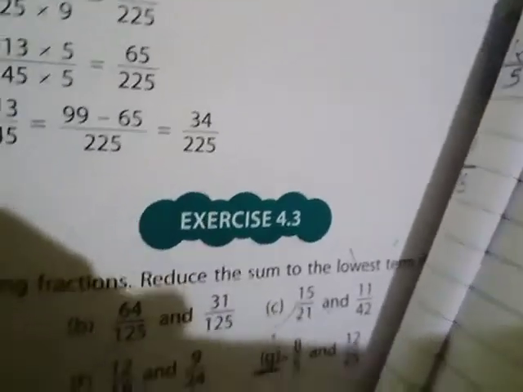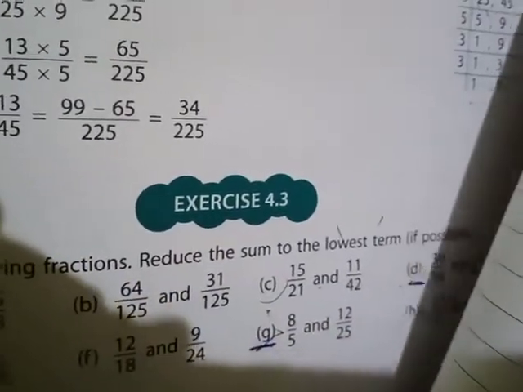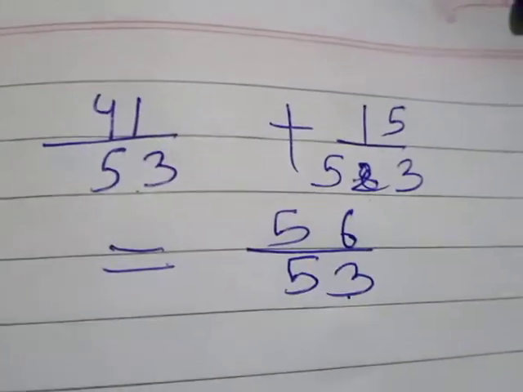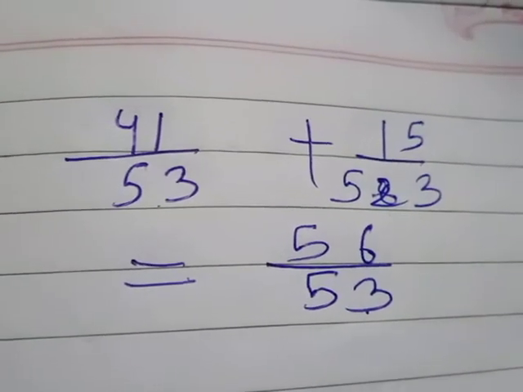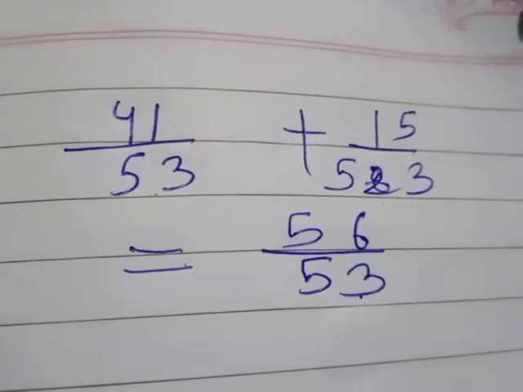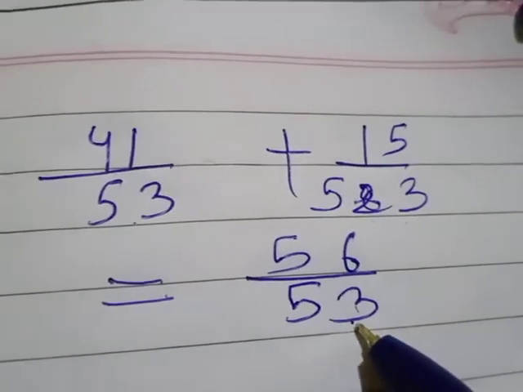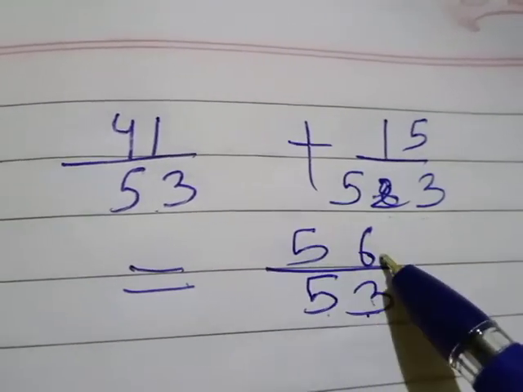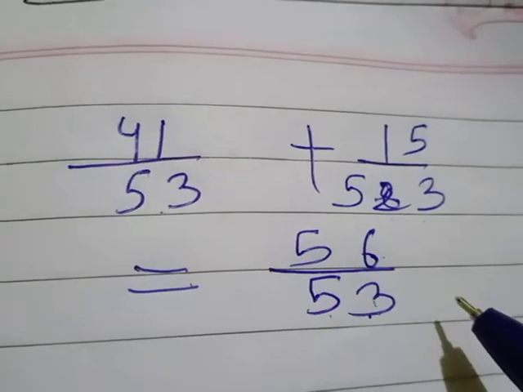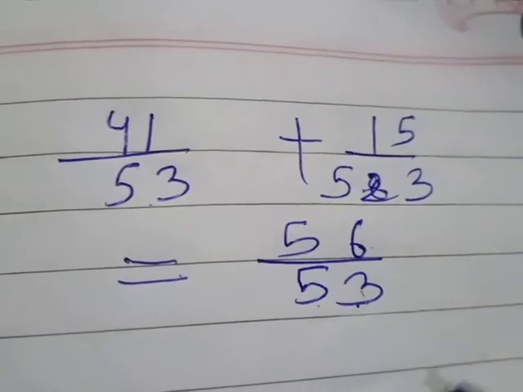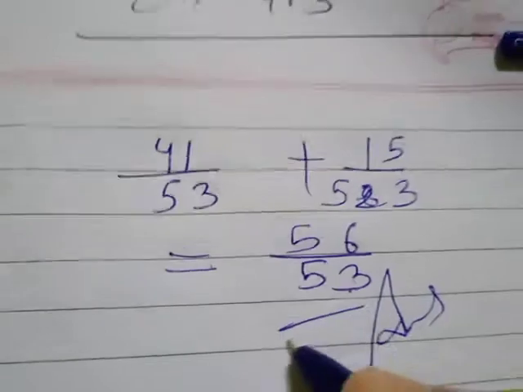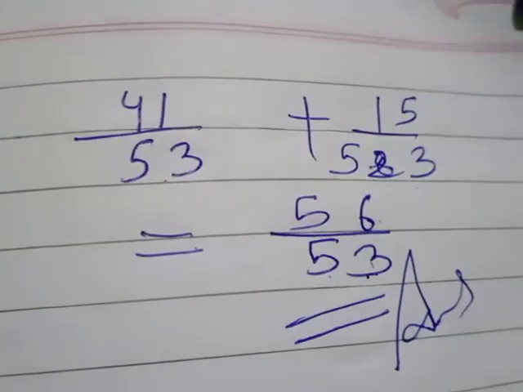Is it clear? In your question it is also written: reduce the sum to the lowest term if possible. You have to see that the answer which is coming is 56 upon 53. If it is possible to reduce to the lowest term, we have to reduce. Can it be reduced? So if you will see, 53 and 56, they both are not coming in any one table. Okay, so your answer will be 56 upon 53 only. Clear? Then moving forward to the next question.